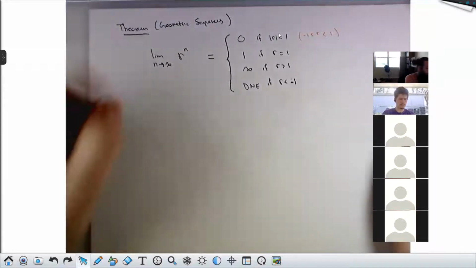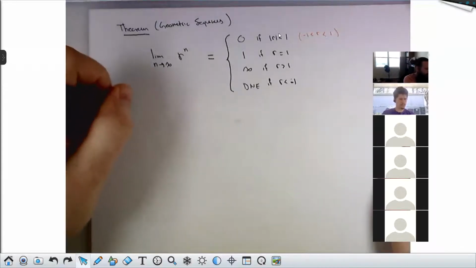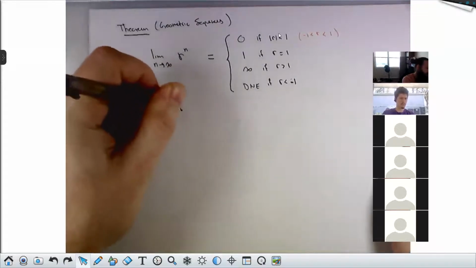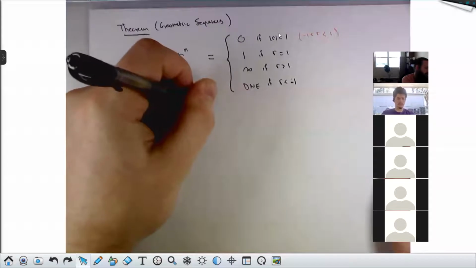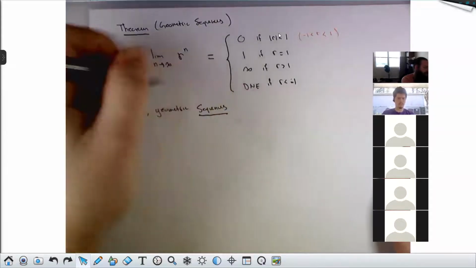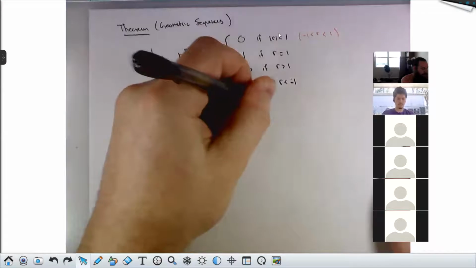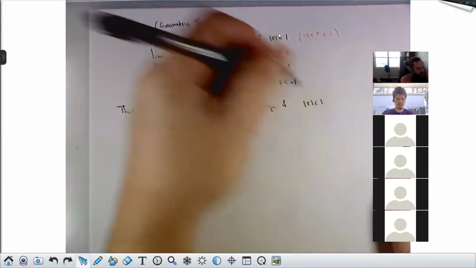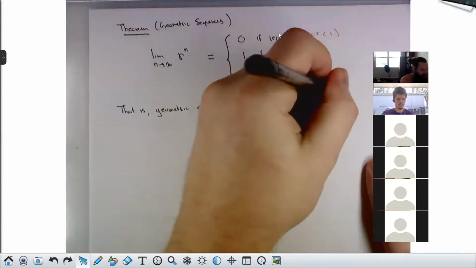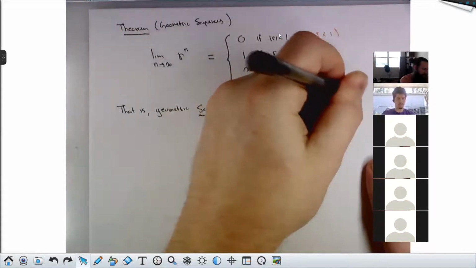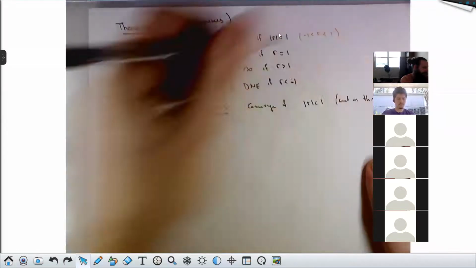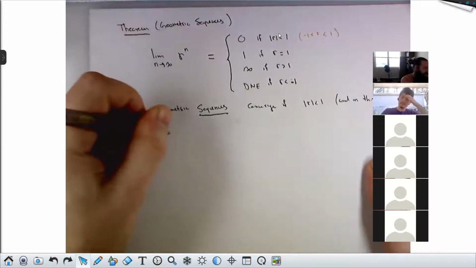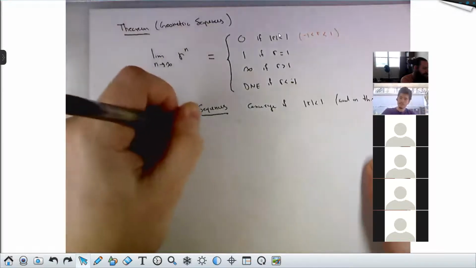Another way to say this is geometric sequences converge if the absolute value of r is less than 1. And in this case, they converge to 0.